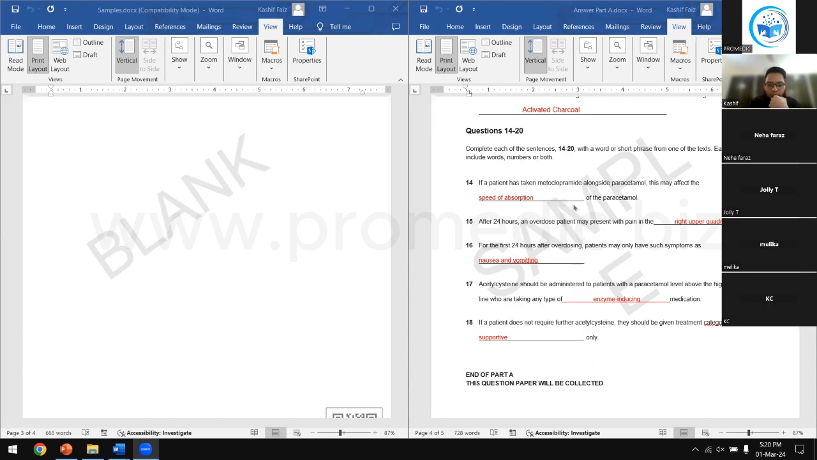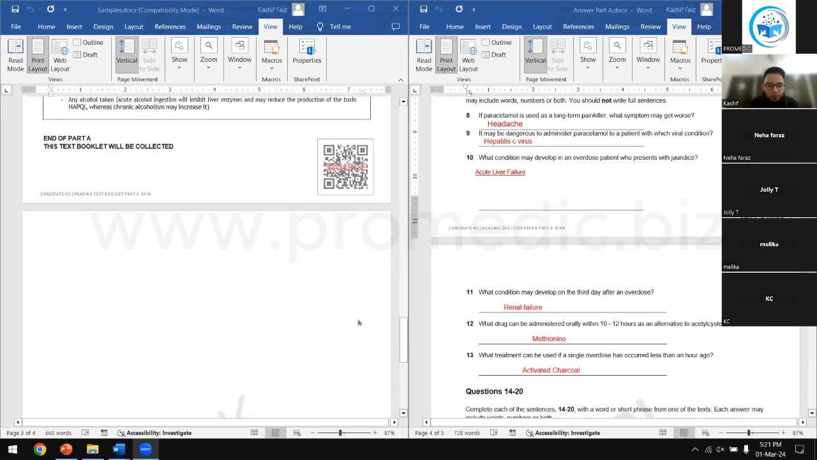of absorption. Okay, after 24 hours, an overdose patient may present with pain in the right upper quadrant. For the first 24 hours after overdosing, the patient may have only such symptoms as nausea and vomiting. Acetylcysteine should be administered to the patient with the paracetamol level above the high risk line who are taking any type of enzyme-inducing medication. And the last one, if a patient does not require further acetylcysteine, they should be given treatment categorized as supportive. If you have written supportive treatment, it's fine as well, but it is supportive.